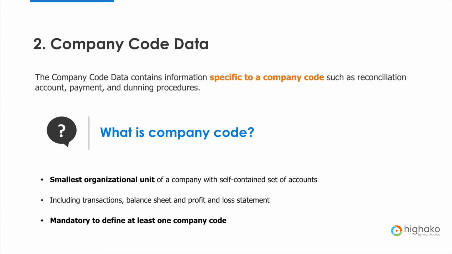But what is Company Code? Company Code is the smallest organizational unit of a company for which a complete self-contained set of accounts can be created in SAP. This includes transactions and all other individual financial statements, such as balance sheets and profit and loss statements. It is mandatory to define at least one company code, as all business transactions in SAP are entered, saved, and evaluated at a company code level.